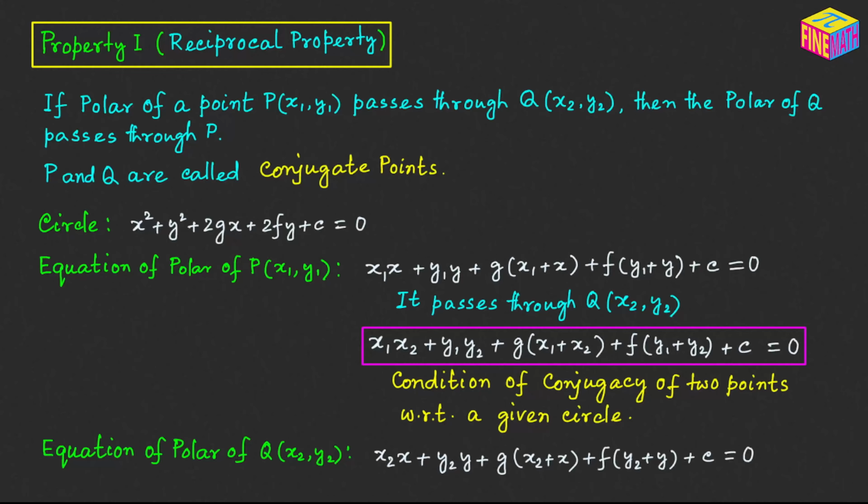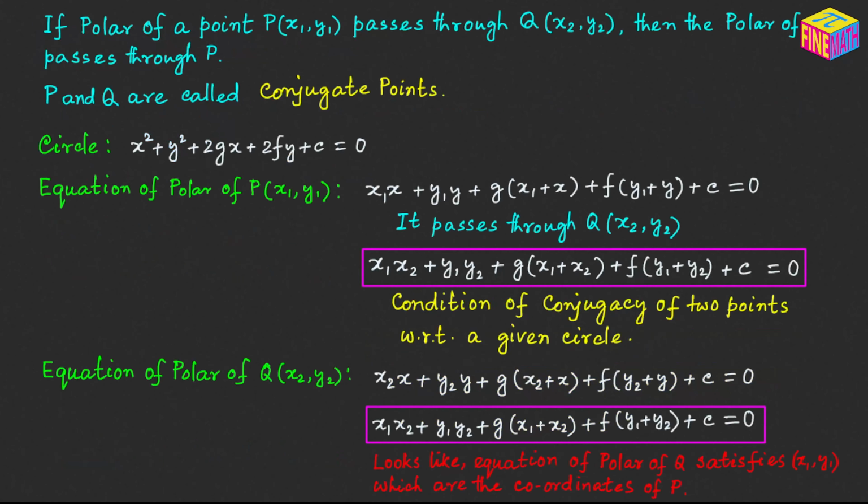That means we can safely say that yes, in fact the polar of the point Q would also pass through the point P. That means the equation of the polar of point Q satisfies the coordinates of the point P, and we can clearly see that through the condition of conjugacy. And I have noted the same thing here. I hope the proof made sense.